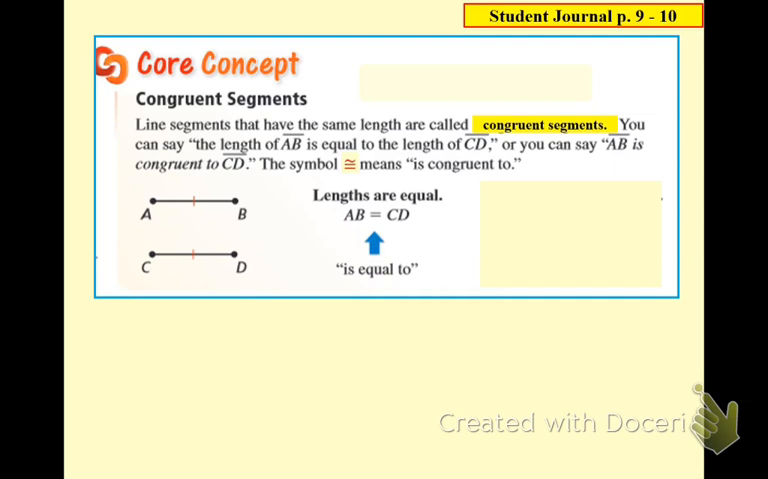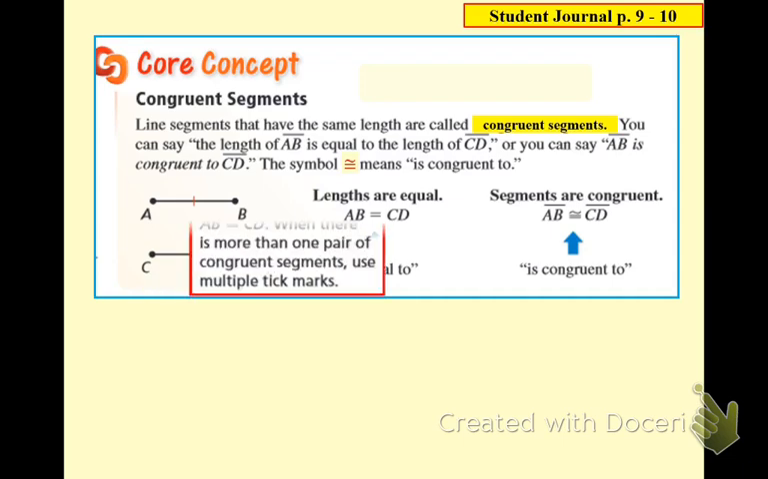So equal, you don't want to use because it means their lengths are equal. Whereas you want to say congruent because equal means they're literally the same thing. Same letters, same length. Congruent means they have the same measure. They're different lines, but they have the same measure. So we use congruent more often.